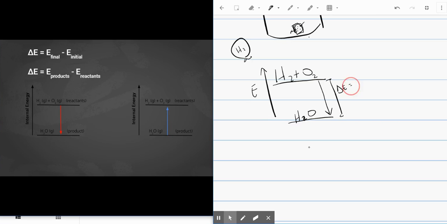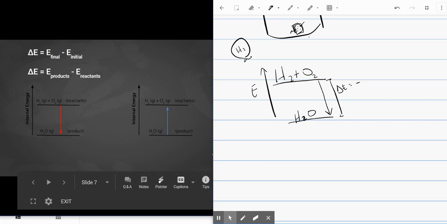Okay, and it comes out. So we would say that for this reaction, the change in energy is negative. It would be my final energy, which we can make up numbers, but I'm not going to. So this would be the final energy minus the initial energy. And since this is a smaller number, because it's lower on this scale, you're subtracting a bigger number, you're going to get a negative value. Okay, and the opposite of that is true.